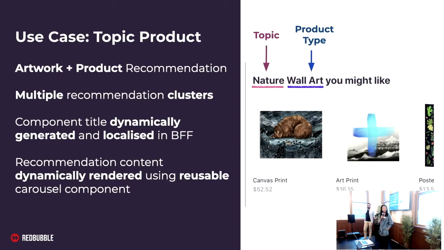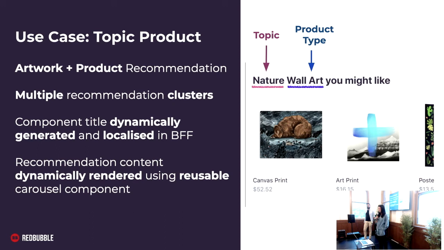One of the use cases is topic product. So what is a topic product recommendation? Topic, for example, in the screenshot is nature. I think it's selected based on your history or any searches on the site or in the app. Also, the product type is based on your interest as well. So we combine these two together and get a set of products we think you might like. It's displayed in a horizontal carousel here.